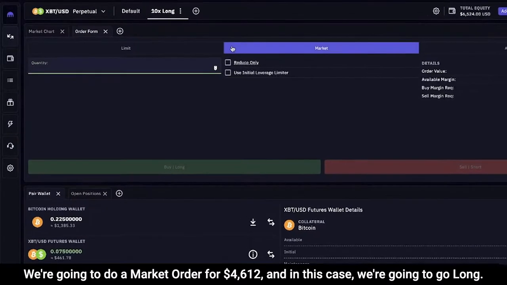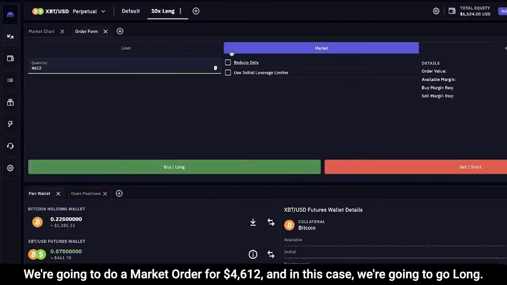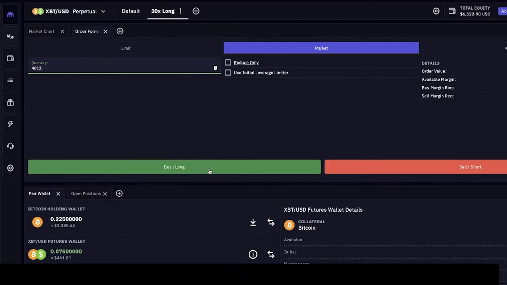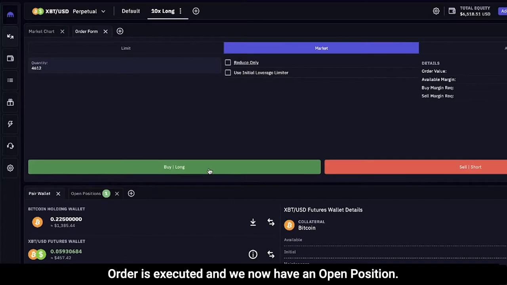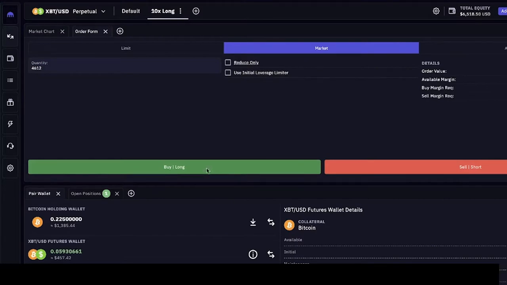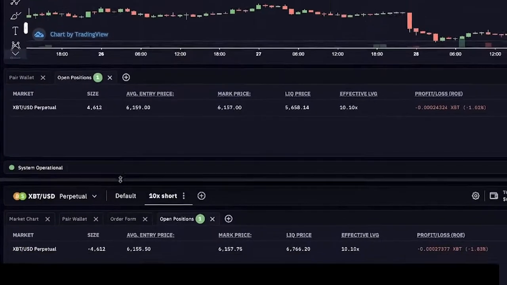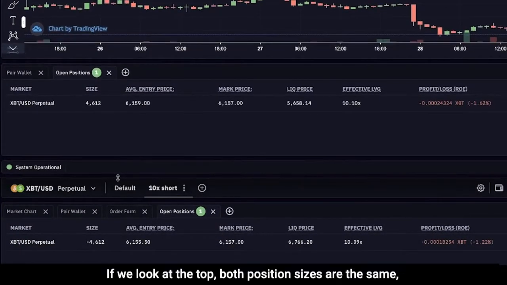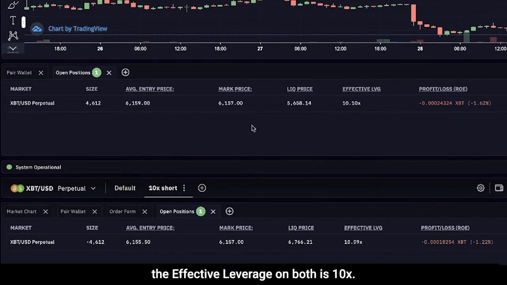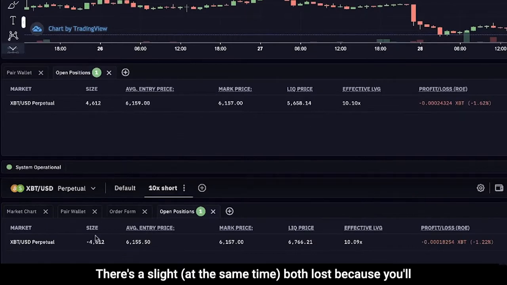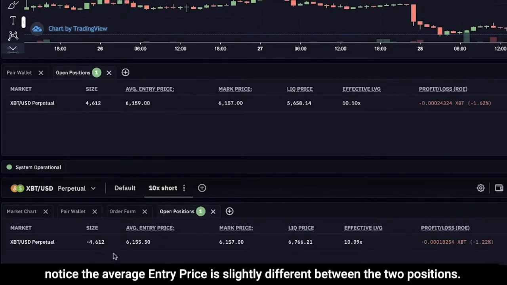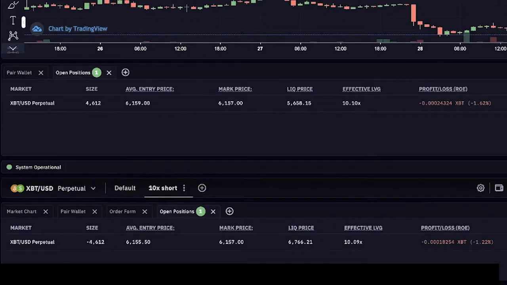Again, we're going to do a market order for $4,612, and in this case, we're going to go long. Order's executed, and we now have an open position. Here we can see, if we look at the top, both position sizes are the same. The effective leverage on both is 10x. You'll notice the average entry price is slightly different between the two positions. That's just based on the time that they went in.